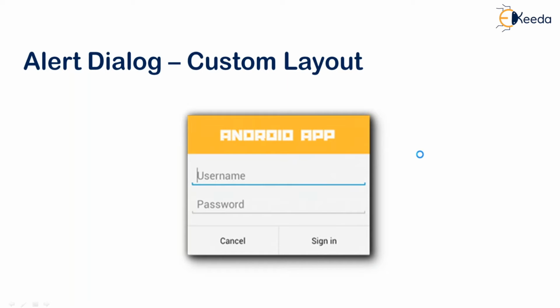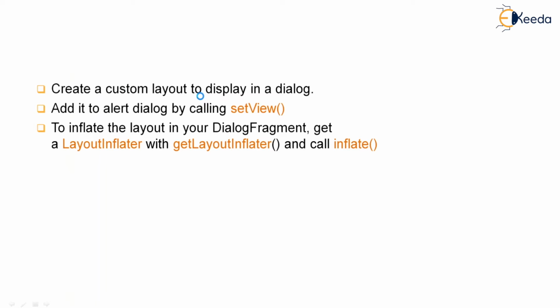First, you have to create a custom layout which you want to display as a dialog inside your layout folder. Then inflate an object, means we have to inflate this particular layout as we already discussed in the menus as well. To inflate a layout, we will use the get layout inflater inflate method, and pass the view, whatever layout you designed, through the set view method to that particular builder.